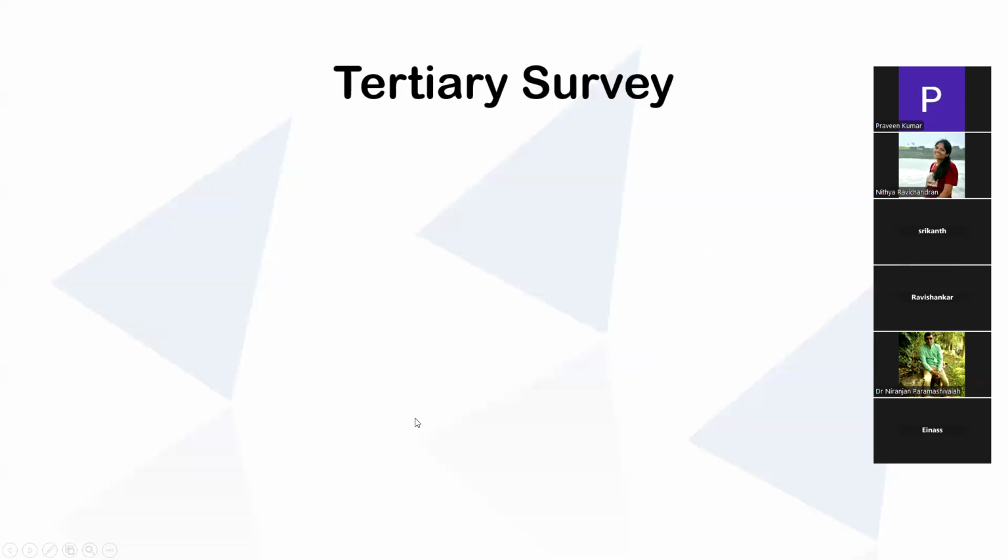So what is a tertiary survey? Nitya, when does it happen and what does it show? Sir, it's for the definitive management, sir. All right. When does it usually take place? Temporally, in terms of time. After complete stabilization, sir. After complete stabilization, it is secondary survey, after resuscitation.